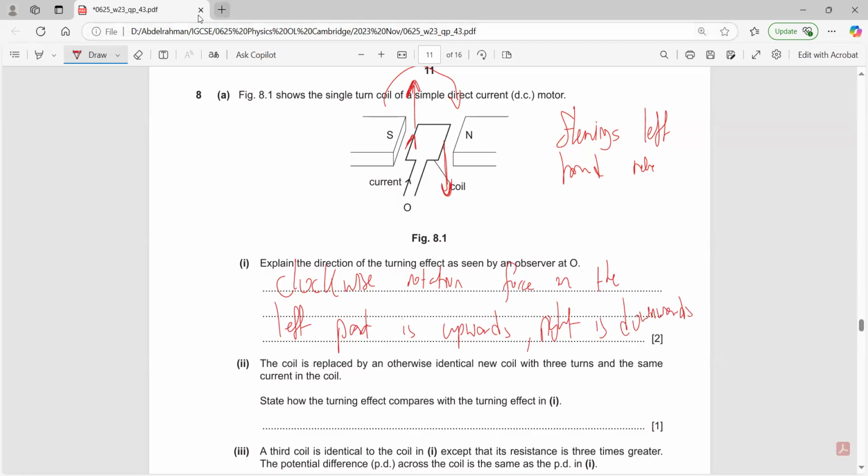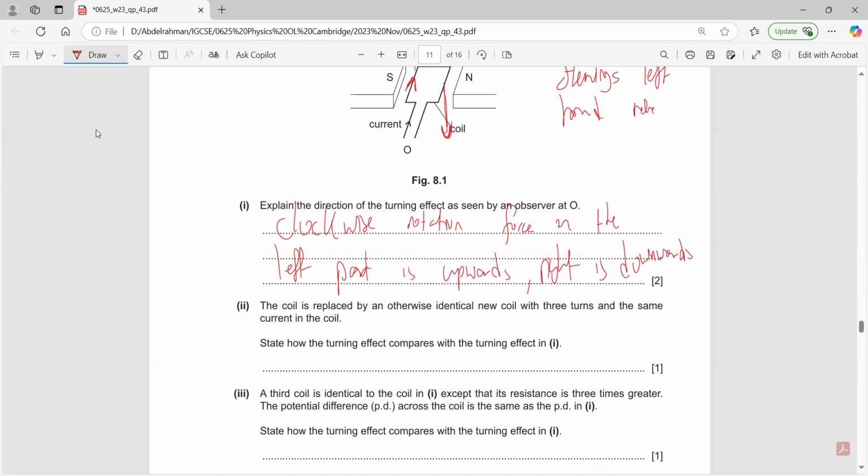The coil is replaced by an otherwise identical new coil with 3 turns, and the same current in the coil. State how the turning effect compares with the turning effect in I. As you increase the number of coils, what happens to the turning effect? It increases. Yeah, it increases the turning effect.